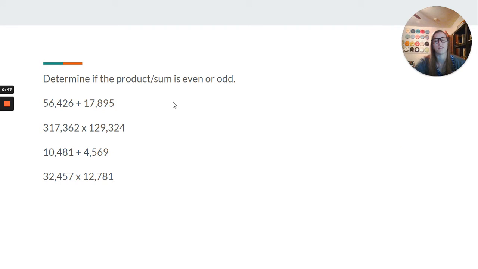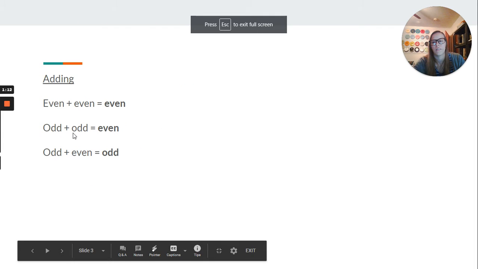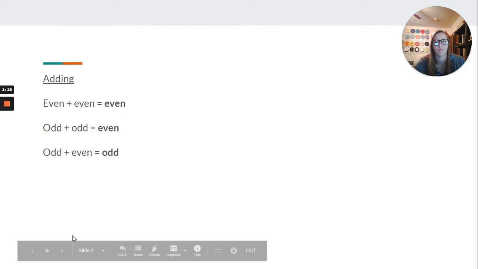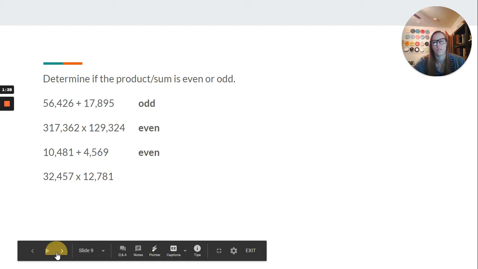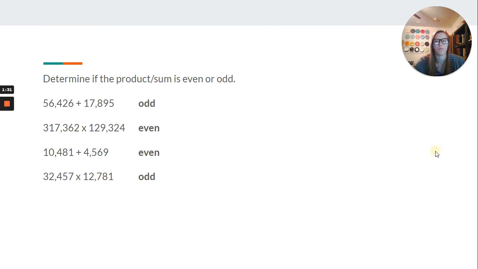So let's look at some examples. It says determine if the product, so for multiplication, or sum, addition, is even or odd. Okay, this one's even, this one's odd, so for addition, we're going to have an odd answer. Here we have two even numbers, here we have two odd numbers, and here we have two odd numbers. Okay, let me go back a couple slides here. I'm sorry. Odd plus an odd is going to be an even. Okay, and then multiplication, we have even times an even, odd times odd, and even times an odd. And our last one, 7 times 1, is going to give us an odd number.